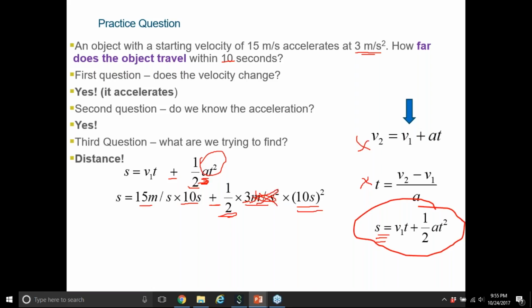Okay, so with order of operations, we do parentheses first, and then we do exponents, and then we do multiplication and division, and then finally addition and subtraction. So we do have some exponents here. We have 10 seconds squared. So our very first step, that's the only thing we change. So we have 15 meters per second times 10 seconds plus 1/2 times 3 times 100. So this is the only thing we changed is we did the exponent. 10 squared gives us 100.